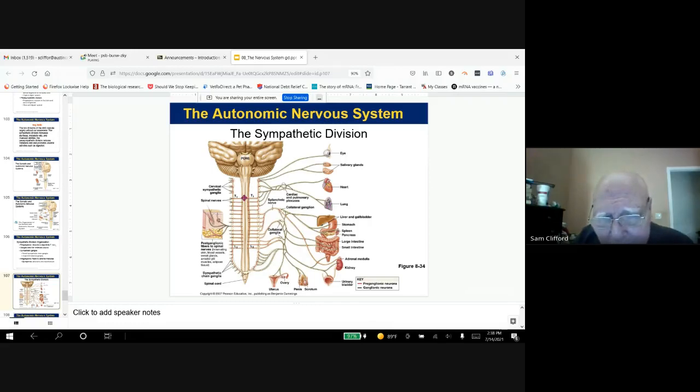And as a preganglionic neuron, you can see a little gap here. So these are preganglionic neurons for the sympathetic system, and those neurons originate in the thoracic and lumbar part of the spinal cord, and they go on to do all of this automatic function.